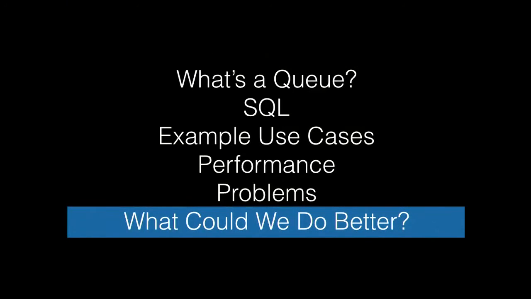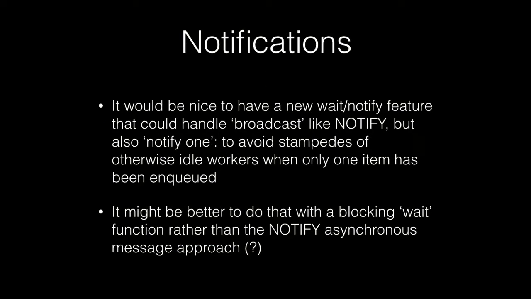Okay, so what things could we do better in Postgres that would help with this kind of workload? Well, one thing I've noticed is that if you have many consumers and you're using the listen notify approach to signaling, you can get a kind of stampede, like a thundering herd problem, where you just put one thing in the queue and you notify, and everybody that's sitting on the queue, which might be, let's say you have 64 of these workers, they're all going to wake up and then go and look in the queue, and that's kind of a waste of CPU.